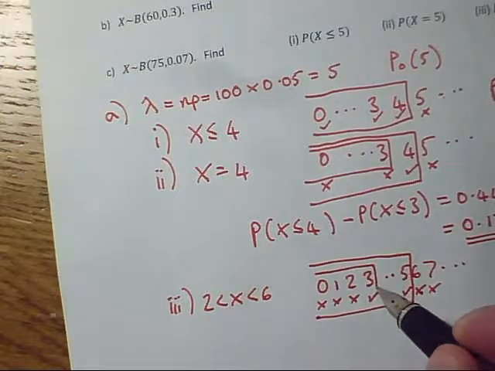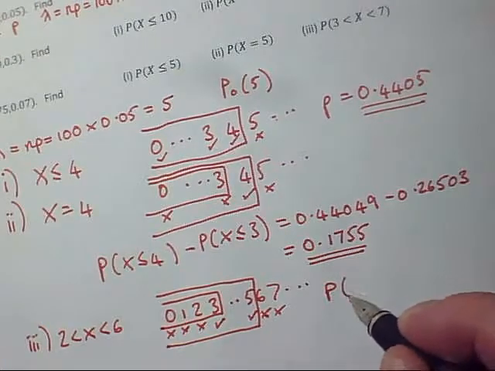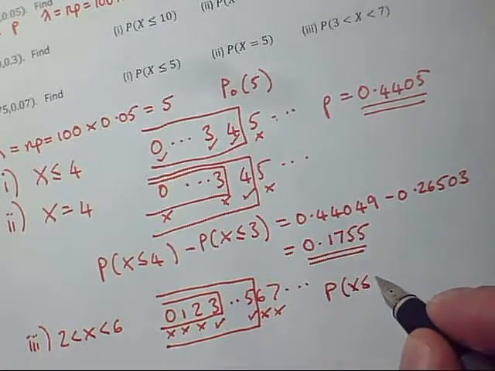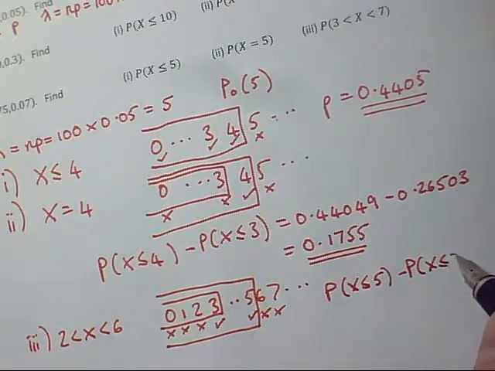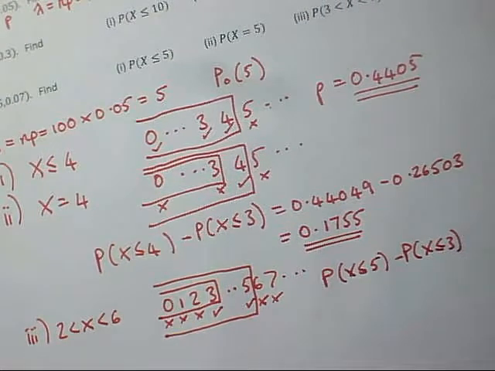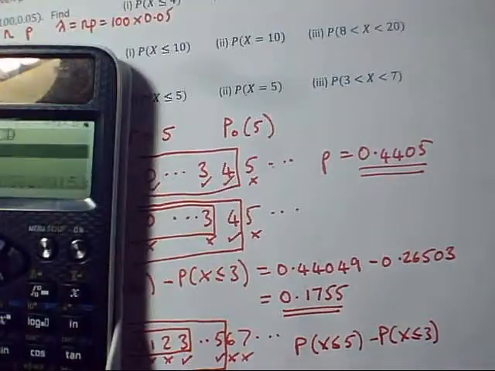My box that gets rid of what I don't want comes up to 3. So I need to do the probability of x being less than or equal to 5 minus the probability of x being less than or equal to 3. I get those two probabilities from my calculator.